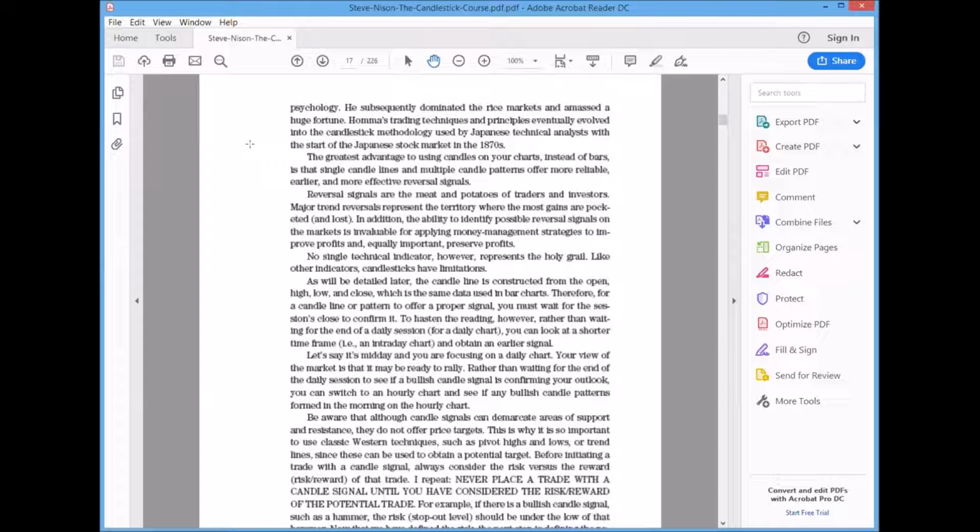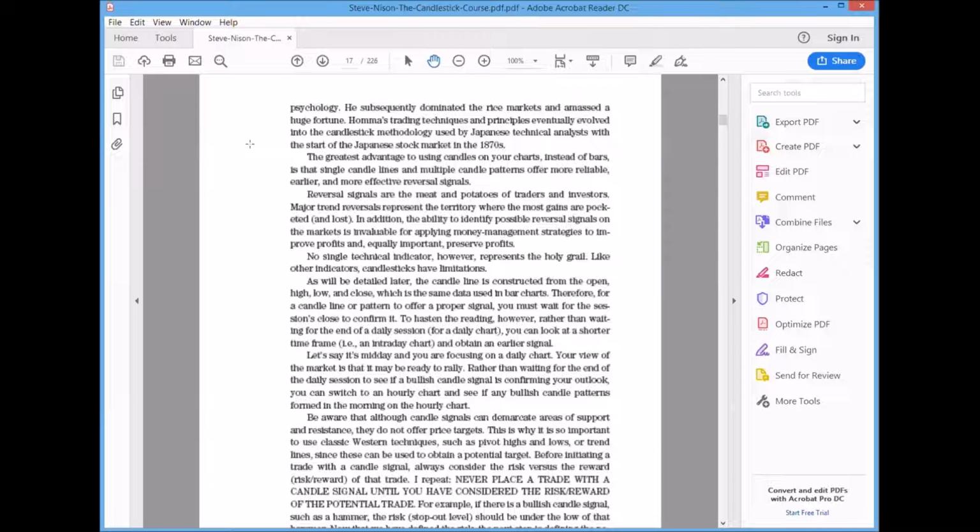Now it says the greatest advantage to using candles on your charts instead of bars is that single candle lines and multiple candle patterns offer more reliable, earlier, and more effective reversal signals. That is key. Reversal signals are the meat and potatoes of traders and investors. Major trend reversals represent the territory where the most gains are pocketed and lost. In addition, the ability to identify possible reversal signals on the markets is invaluable for applying money management strategies to improve profits and, equally important, preserve profits.